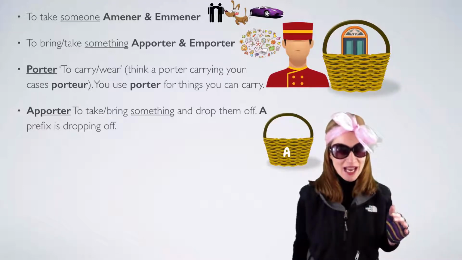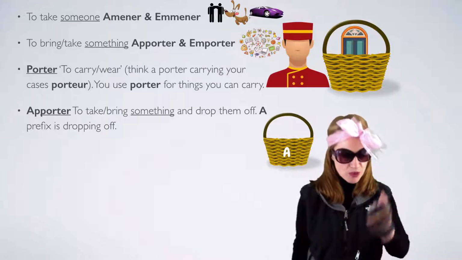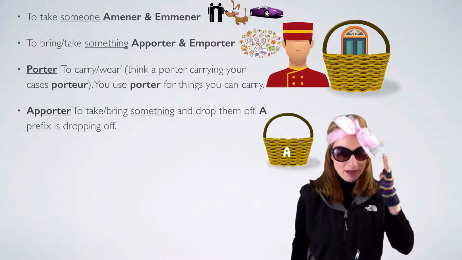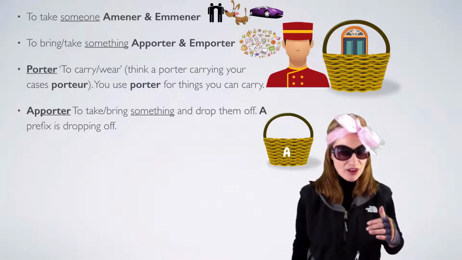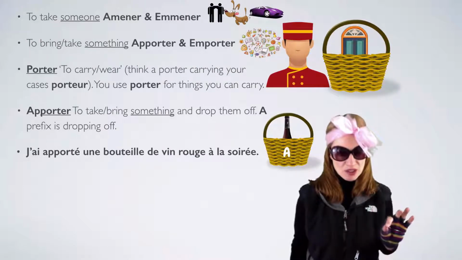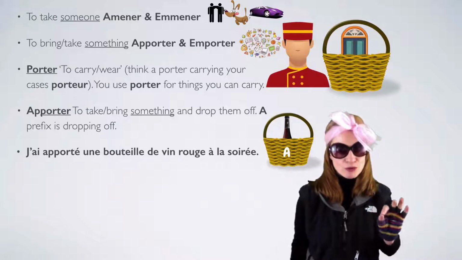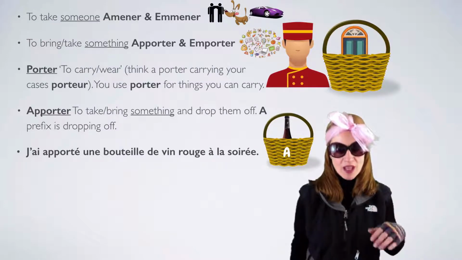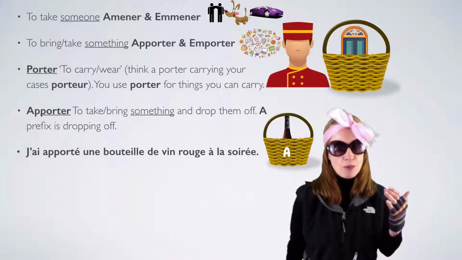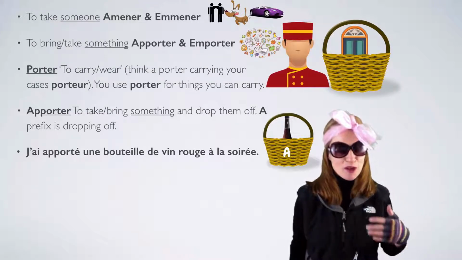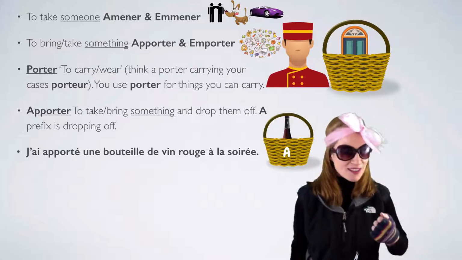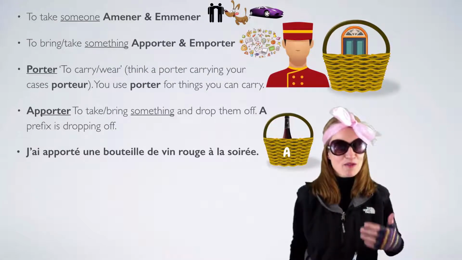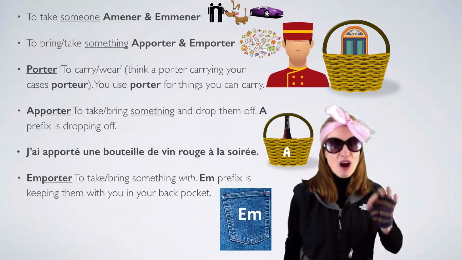Apporter with a big A is to take or to bring something with you and drop them off. Remember, A is for dropping off. So, j'ai apporté une bouteille de vin rouge à la soirée. I took a bottle of red wine to the evening do. And hopefully you left it there. You didn't bring back the dregs. D'accord? You're dropping it off. You're bringing it and you're leaving it.